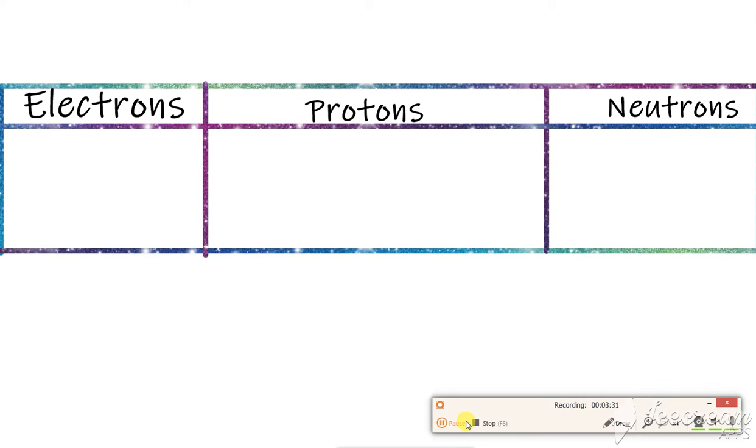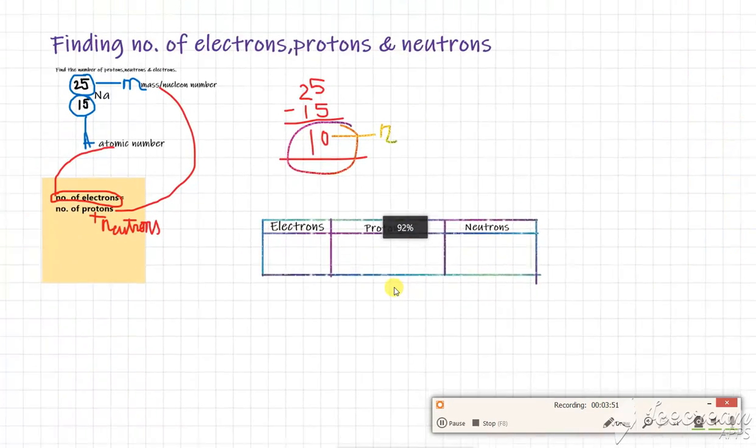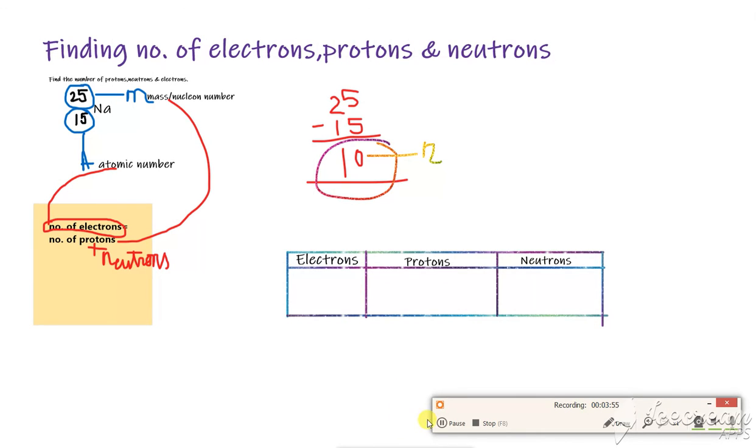So this is how you do it. You find electrons, protons, and neutrons. Oh, what is this? The examiner has also given a table to fill after finding all the electrons, protons, and neutrons. So keep your calculations safe. So I have made them safe. And now we can just put the data over here.